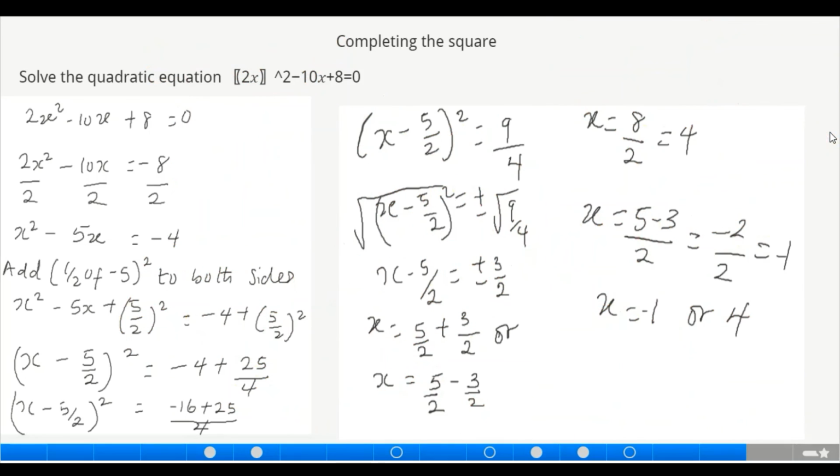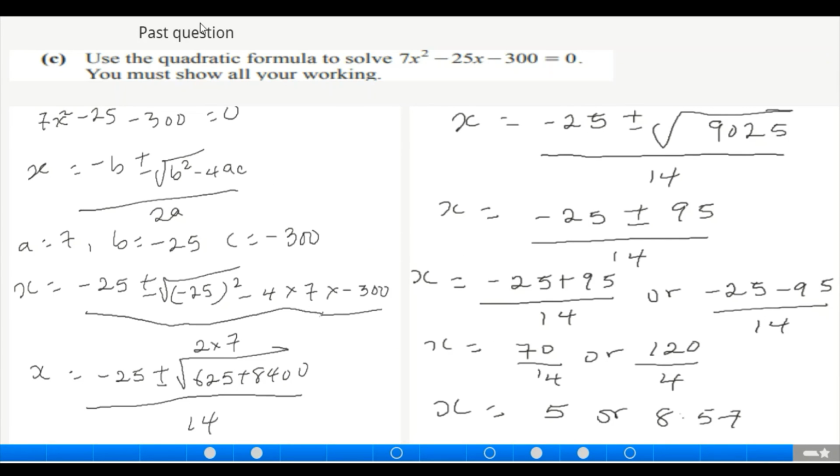Now, this leads us to past questions. We are going to be solving this past question together. They said that we should use the quadratic formula to solve what we have here. So we are going to apply the quadratic formula, which is x equals minus b plus or minus the square root of b squared minus 4ac, all divided by 2a. We are using that to solve the equation that we have here.